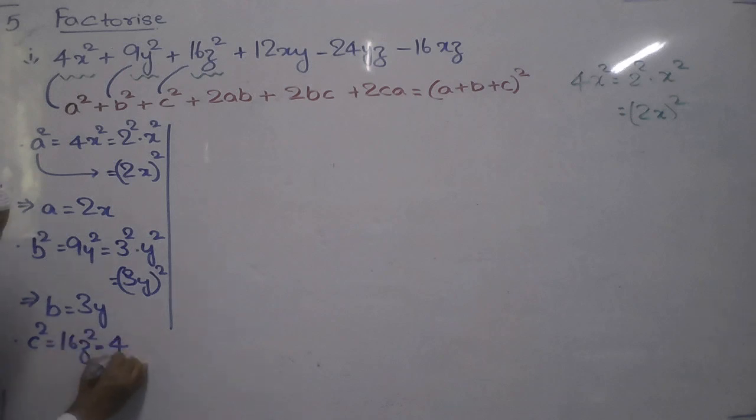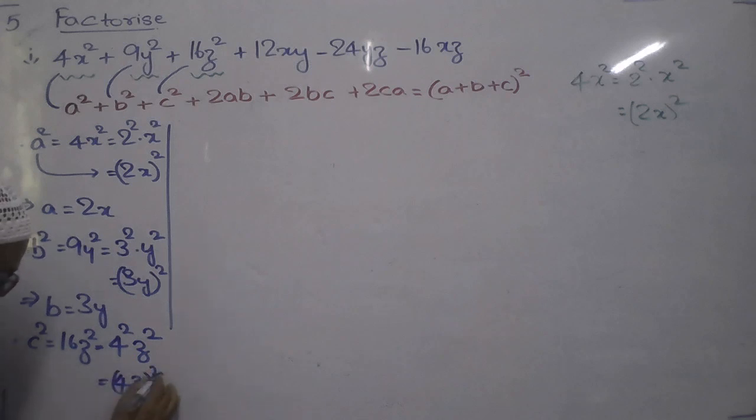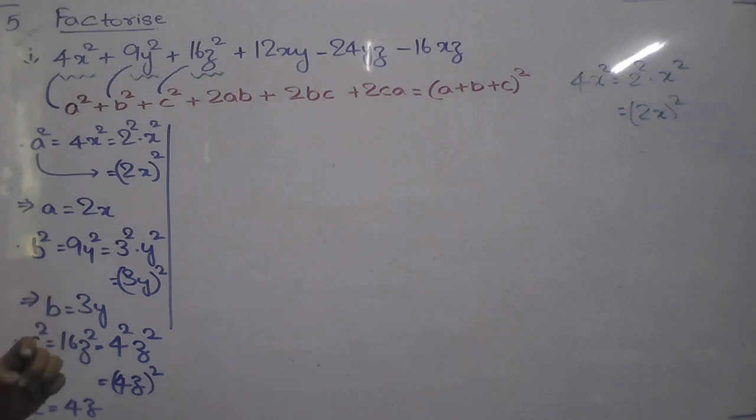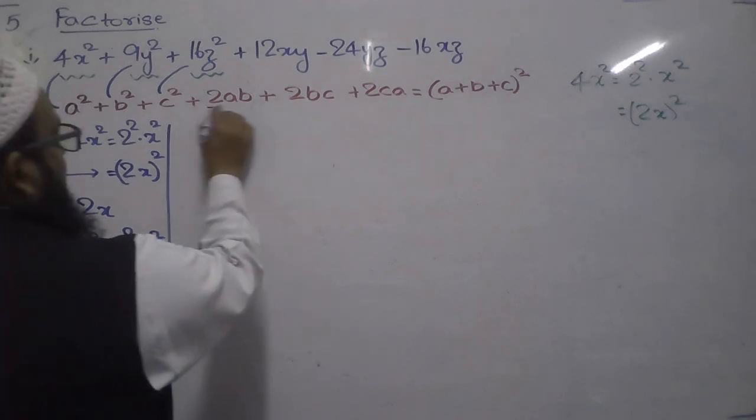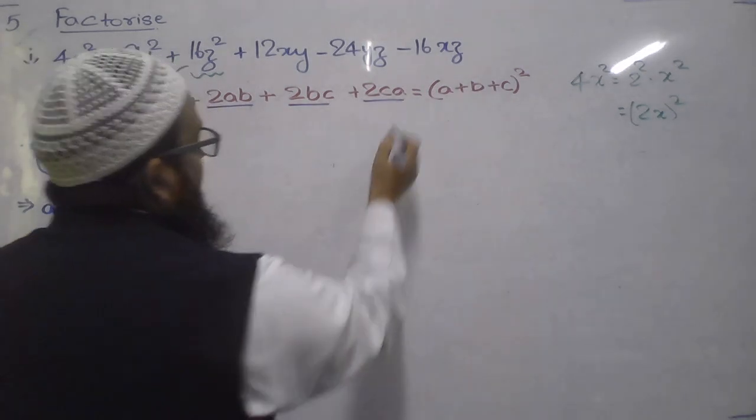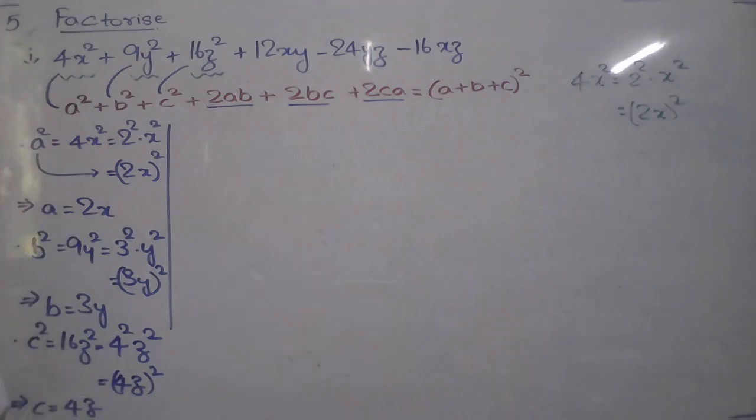So that is equal to 4 square times z square. So can I write it as 4z whole square? So that implies c is equal to 4z, right? So we got a, b and c. So now what we are supposed to do? We have to check the other three terms, whether they are getting satisfied or not.